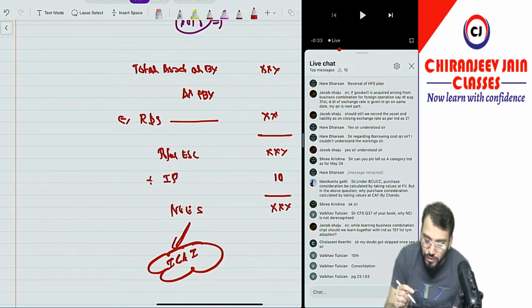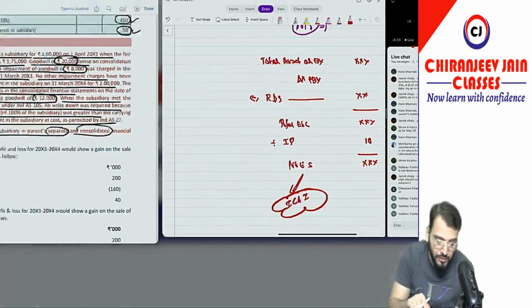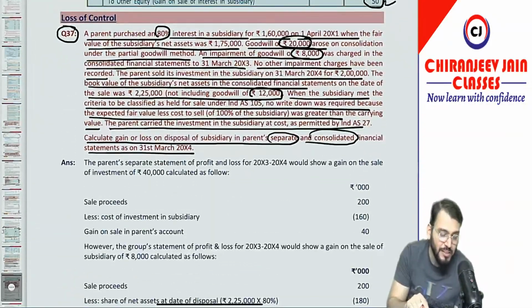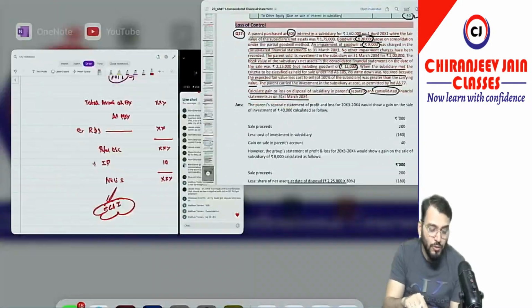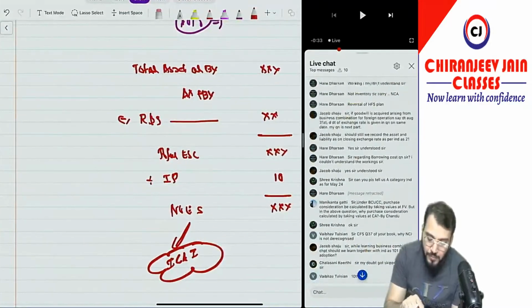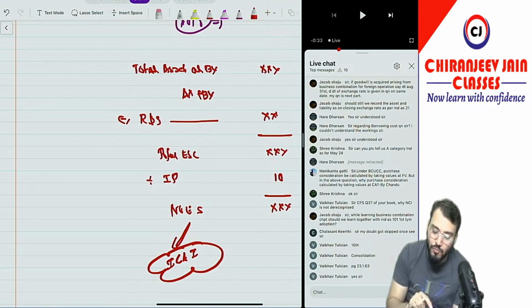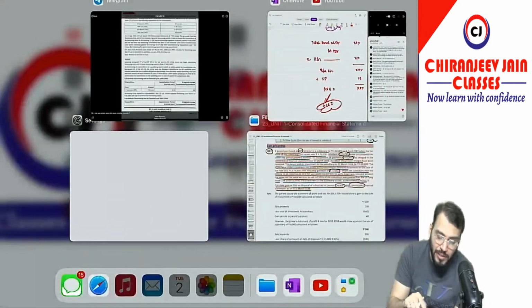Tulsian, was that the only question? Page number 23.163. Yes, this is the only question. So what is the doubt in this? In question 37, what is your doubt? Can you tell me, or do you want me to explain the entire thing? Why is NCI not de-recognized? You are asking why NCI is not de-recognized.